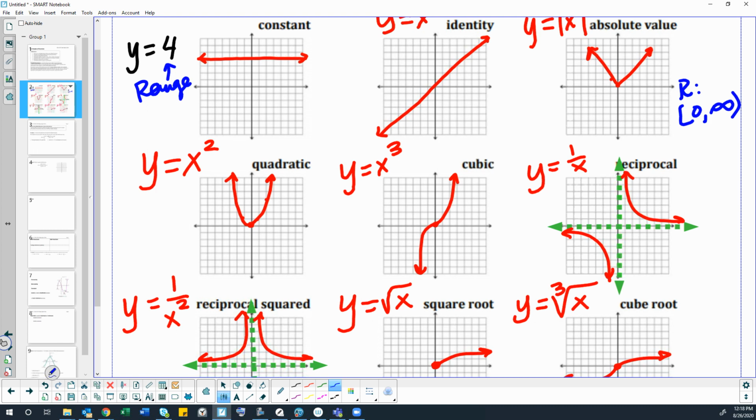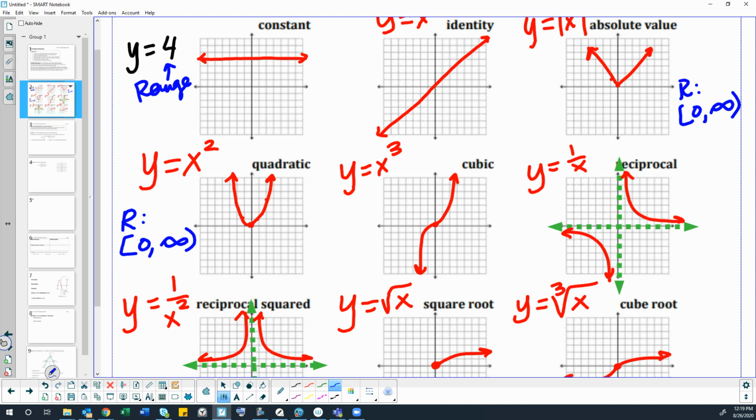Okay, quadratic, left to right. All real numbers, bottom to top. So the range is going to be 0 to infinity, just like it was for our absolute value. Okay, cubic function. All real numbers. All real numbers. Cool. This happens to be my favorite, the x cubed, because it makes a really nice geometrical advancement in our disco. There's a little preview.